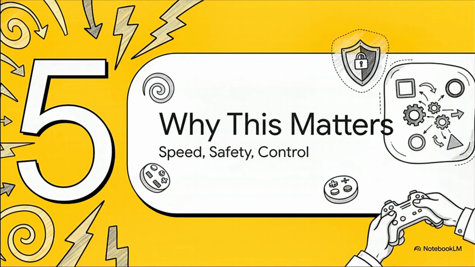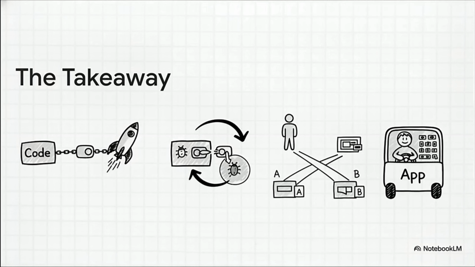So we've seen how it works, but let's take a step back and talk about why. Why is this approach such a game changer? Well, it all really boils down to three key things: speed, safety, and control. This is really the most important takeaway. You completely separate deploying your code from releasing a feature.